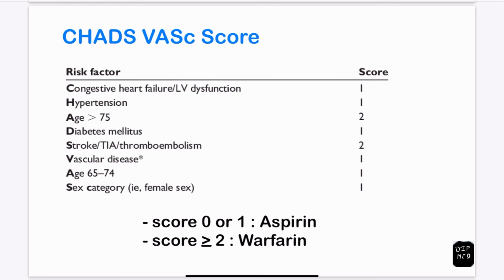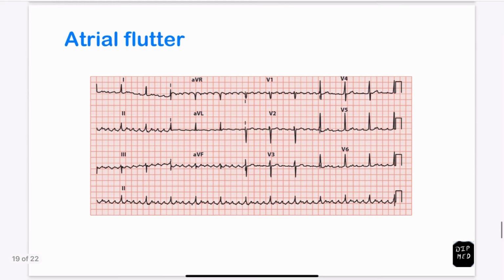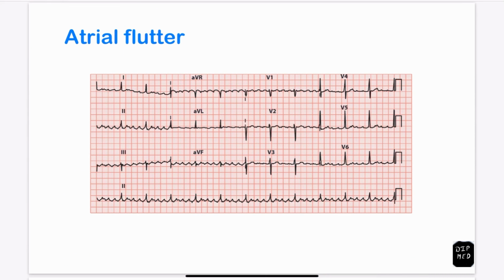If the total score is 0 or 1, then aspirin is used. And if the score is 2 or more, then warfarin is used. Lastly, we're going to briefly talk about atrial flutter, which is another cardiac arrhythmia and has many similar symptoms and treatment to that of atrial fibrillation.